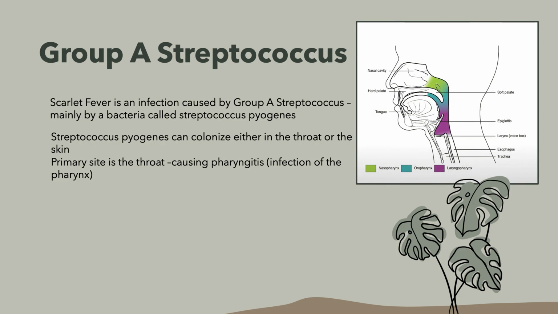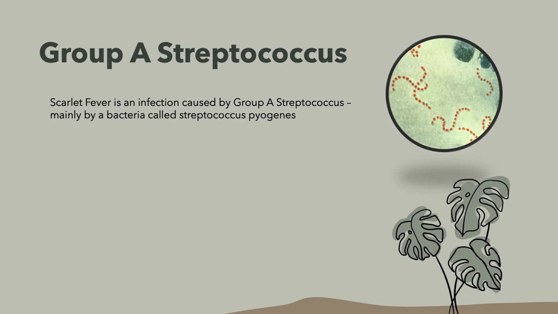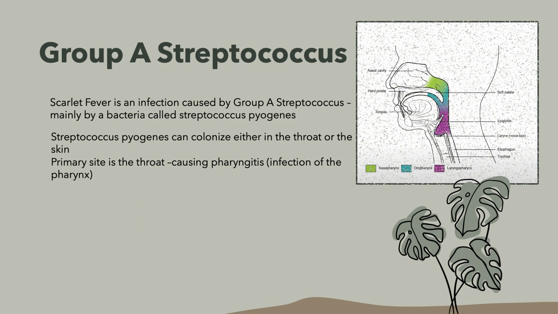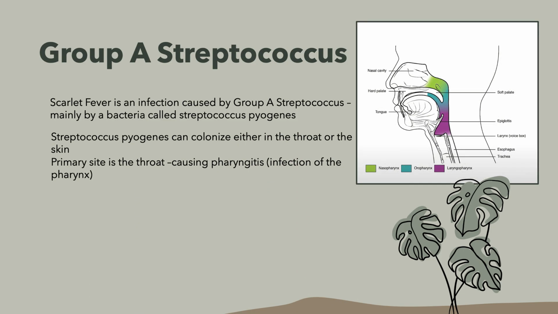Group A Streptococcus is the main bacteria that causes scarlet fever. It has a subunit called Streptococcus pyogenes, as seen in the images. They're swirly, S-shaped, tiny dot-like structures. Streptococcus pyogenes like to colonize either the throat or the skin. The primary site is the pharynx, as seen in the image, these three places.